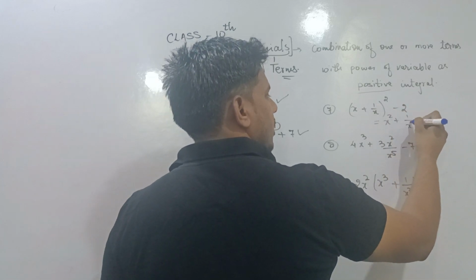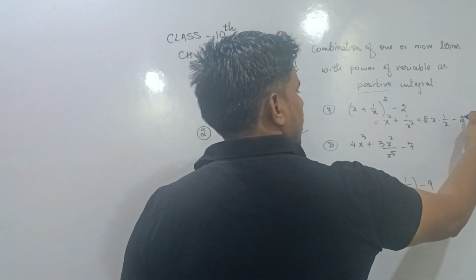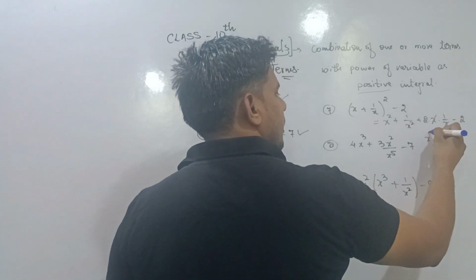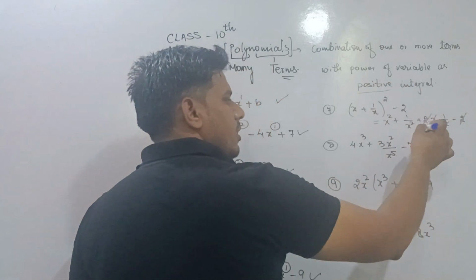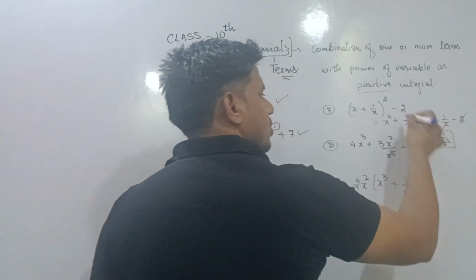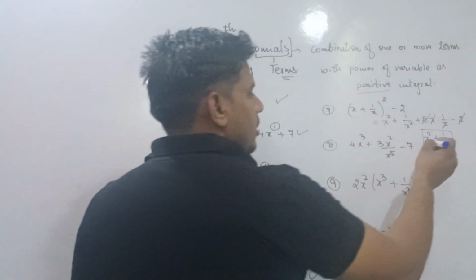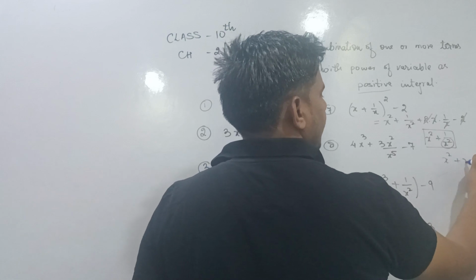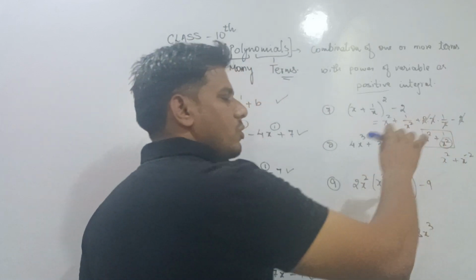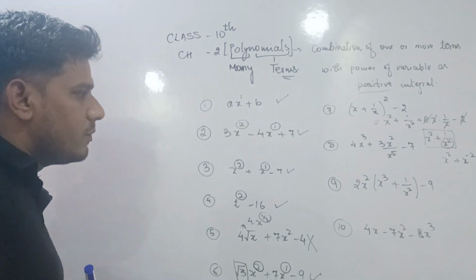Seventh one, if we are going to expand this, then we can write it as x square plus 1 by x square plus 2 into x into 1 by x minus 2, and here x to x cancel, it will be x square plus 1 by x square, here minus 2 and plus 2 cancel out, so x square plus 1 by x square is the resultant of this. Here we can check in the second term power of variable will be minus 2 after simplification, so it will be x square plus x raised to minus 2, that is not going to be a polynomial, so the seventh one is not a polynomial.